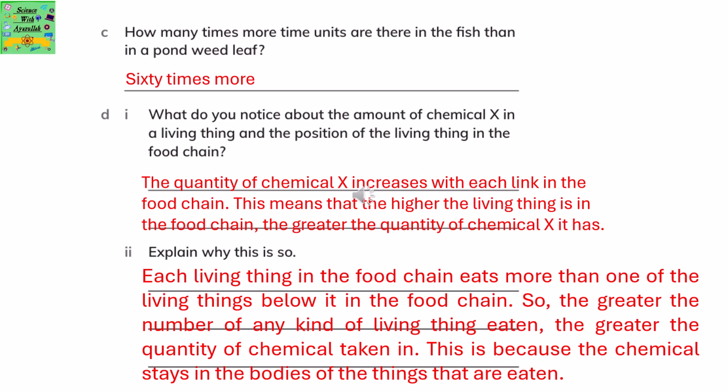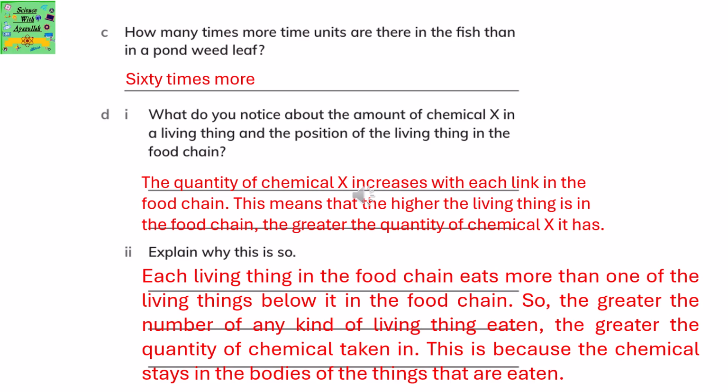That means the higher the living thing is in the food chain, the greater the quantity of the chemical X it has in it. So if it's a plant, that is, it comes in the first position in a food chain, it has less quantity of the chemical X. But if it's a carnivore, which is the topmost or the last animal that will be consuming the plant, then it will have more amount of chemical X in it.